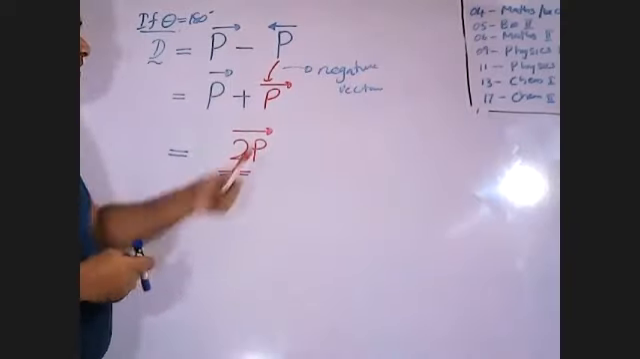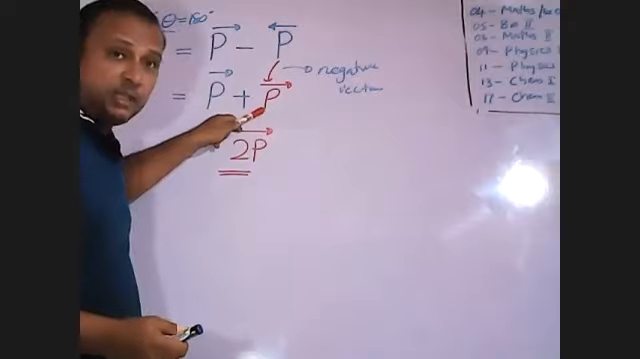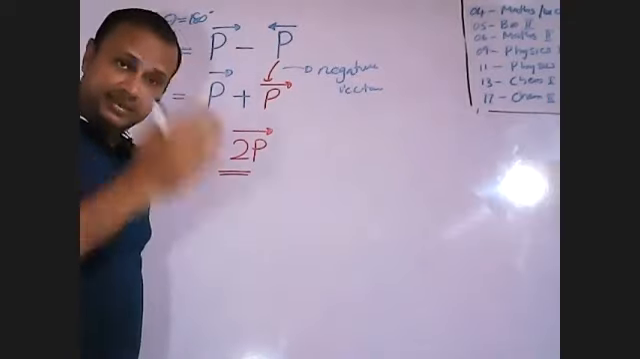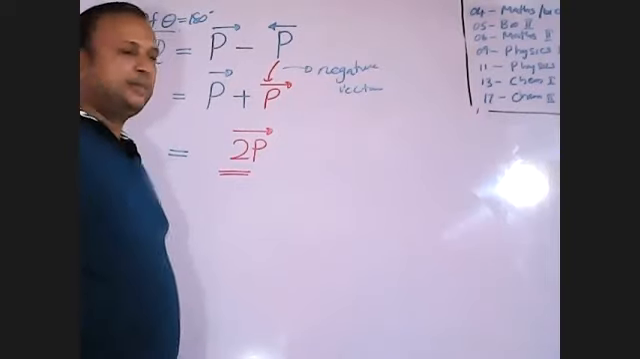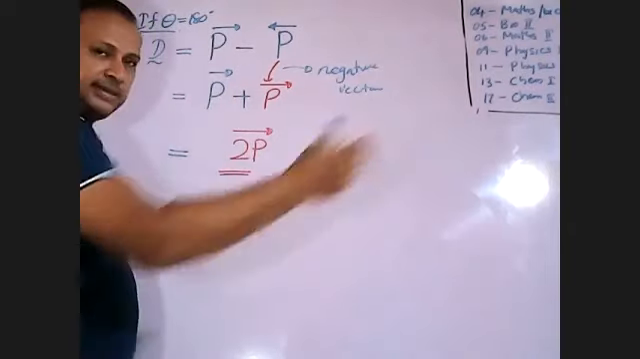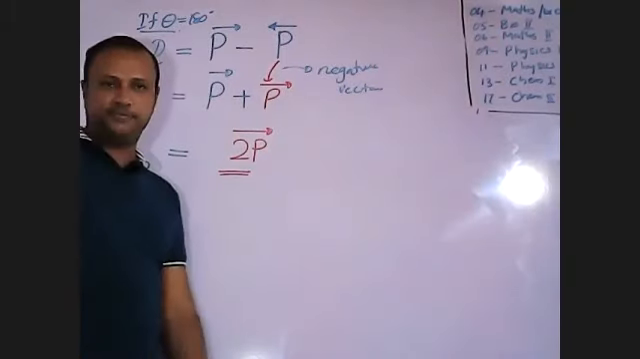So if I take the negative vector here, then the first vector and the negative vector have the same magnitude and the same direction too. P and P are both in the same way. So the answer is 2P in this direction. Okay.